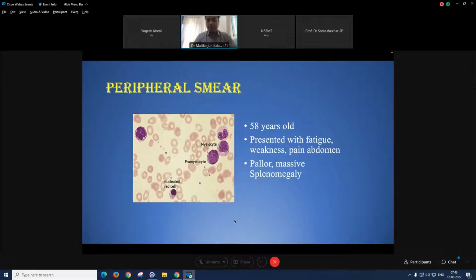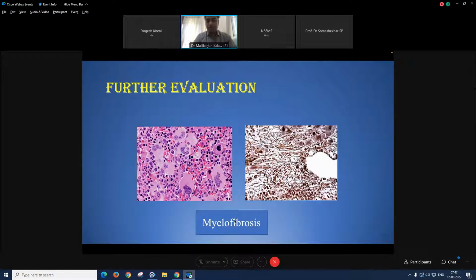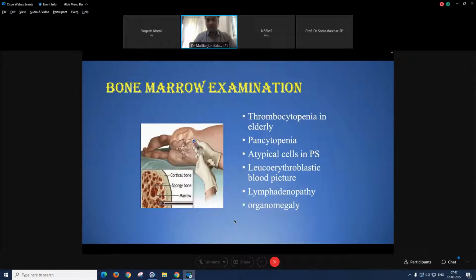Another 58-year-old man came with fatigue, weakness, and pain abdomen, and he had pallor and massive splenomegaly. Again, on the smear, there is a left shift, with myelocytes, metamyelocytes, and promyelocytes. There are a lot of nucleated red cells. And when we did the bone marrow, there was extensive fibrosis on reticulin staining, confirming the diagnosis of myelofibrosis.